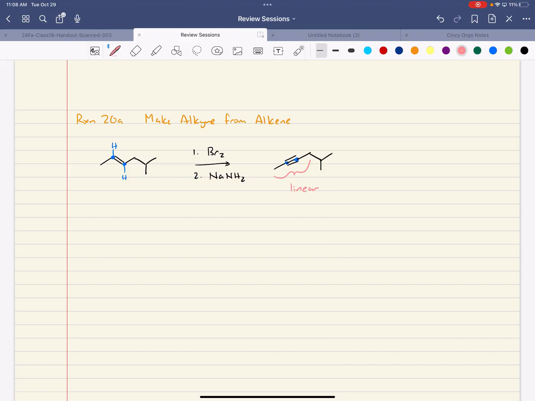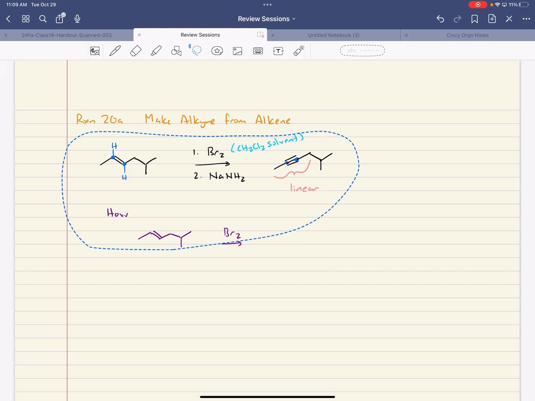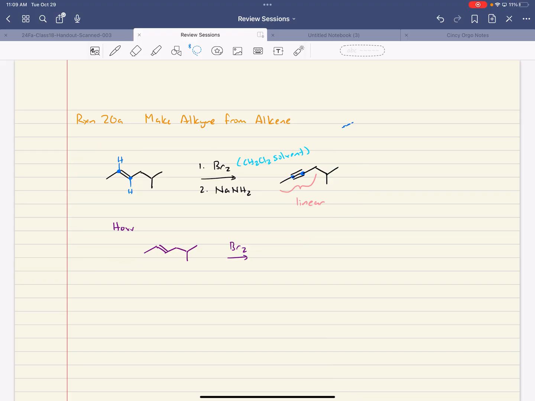This one, again, I'm not going to show the full mechanism, but let me show you the parts. So this is how. You have your alkene, and you have Br2. By the way, you could also have solvent. So I'll put these in parentheses. CH2Cl2, solvent. You don't have to put it, and sometimes I don't put it myself. And so here, I'll put the solvent. Another chlorinated solvent is CHCl3, that's fine. And you get this dihalide.